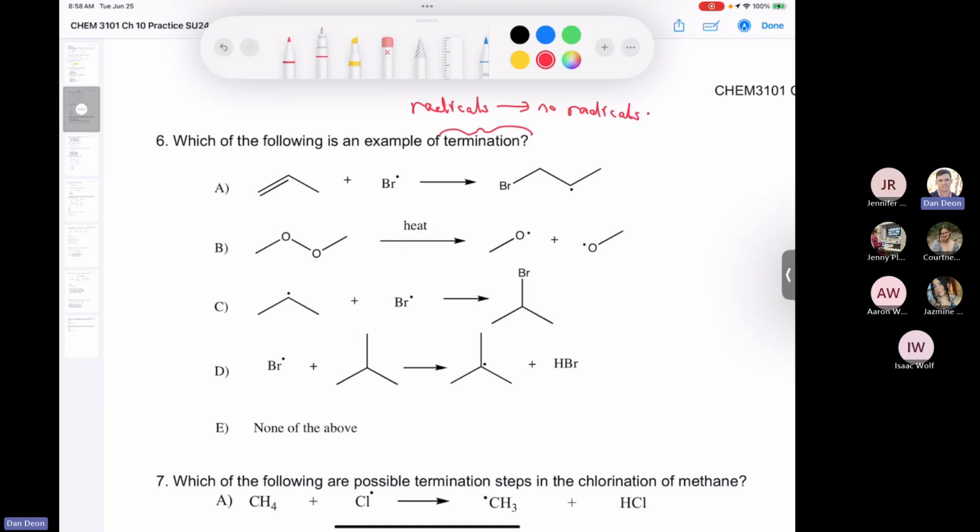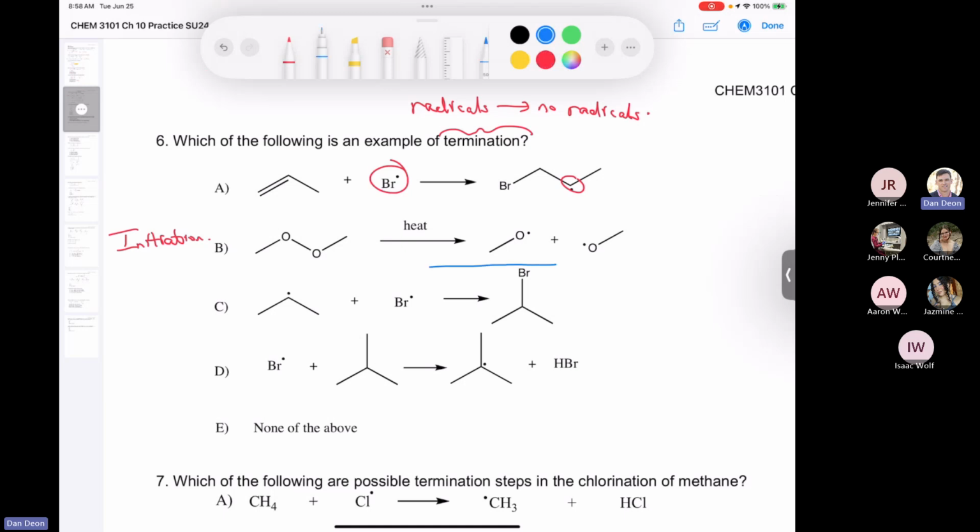So let's see here. The first one, we have a radical and we end up with a radical. The second one, we have no radicals and we get radicals. So this would be an example of initiation. Initiation. There we go, Mr. Dion. Okay. The next one would be a termination reaction, wouldn't it?